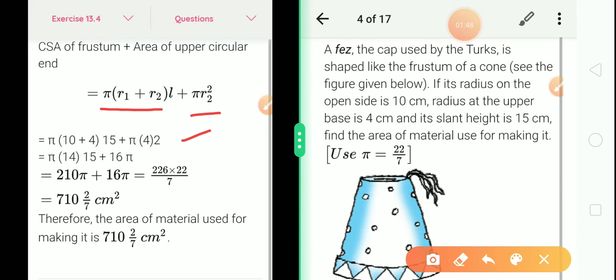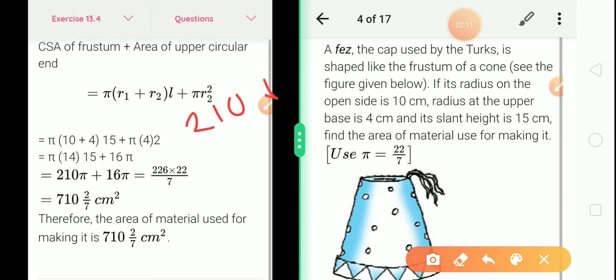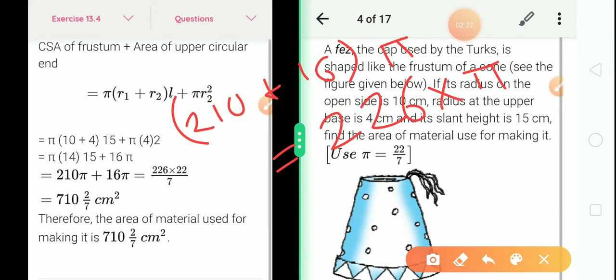Okay. So in the next step, 10 plus 4 is 14. So pi into 14 into 15 plus 4 square is 16, so plus 16 pi. So 14 into 15 is 210. So in the next step we are getting 210 pi plus 16 pi. Then we can take pi common and we can add 210 plus 16. So we'll get 226. So 226 pi. Then pi is 22 upon 7. So we can write 226 into 22 upon 7.